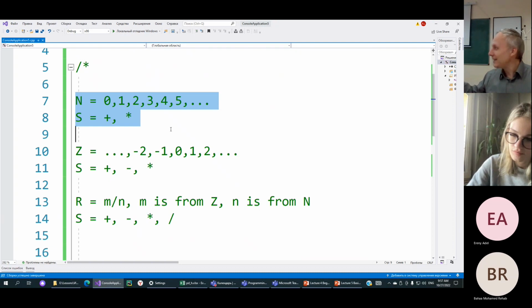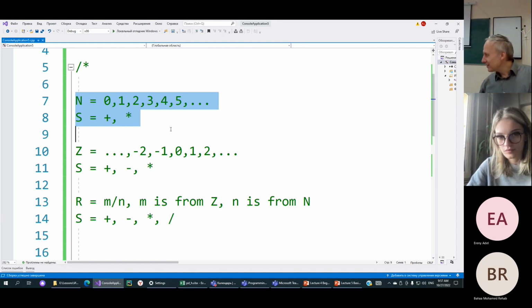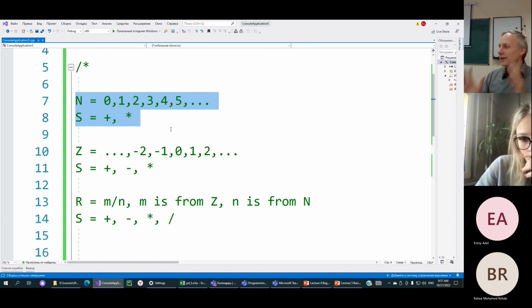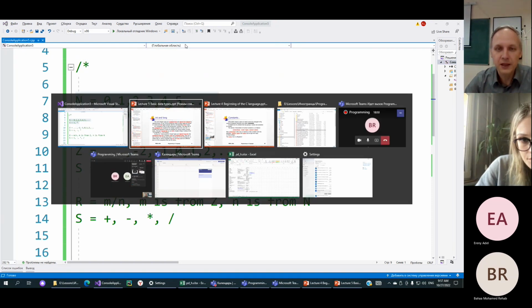I told you that I cannot apply subtraction for natural numbers, because when I subtract two natural numbers, I can go outside the range of representation. The unsigned int corresponds to natural numbers.